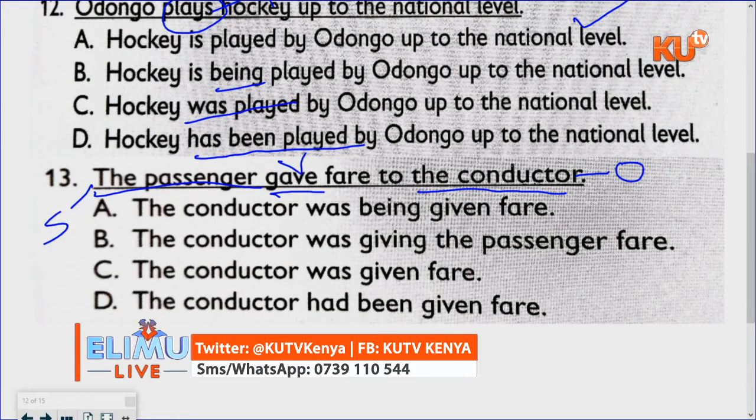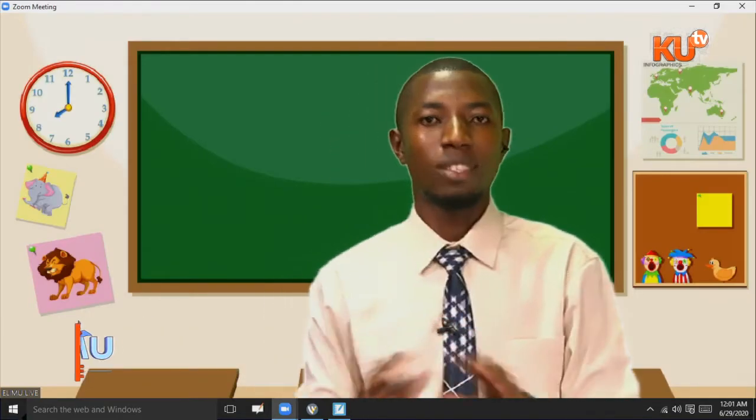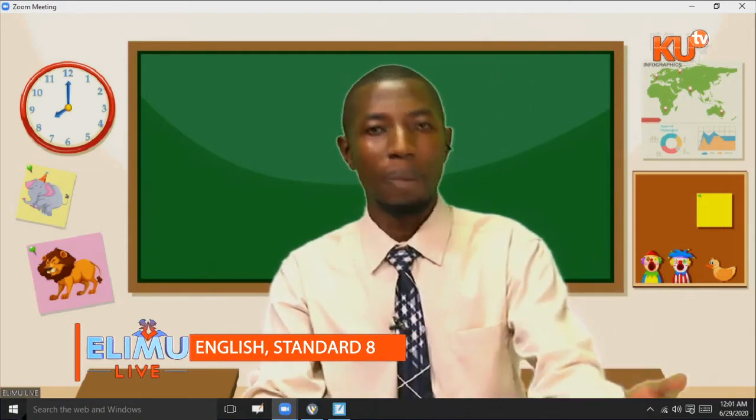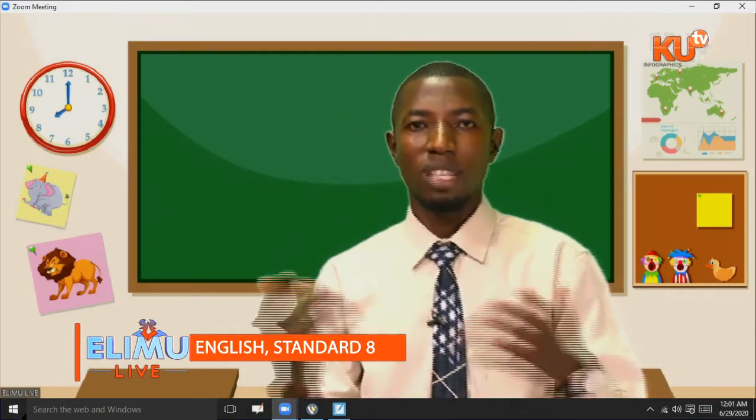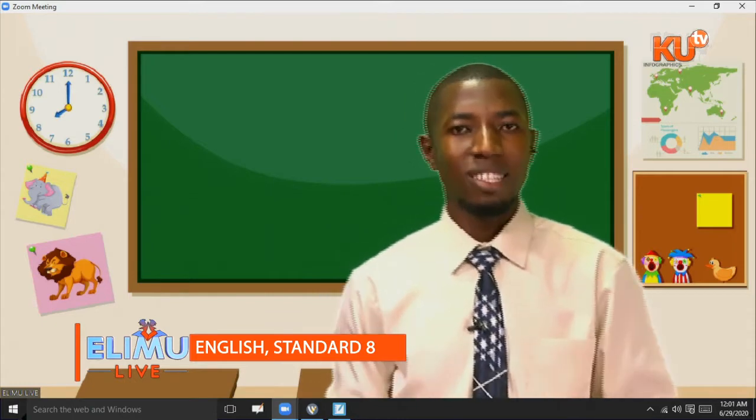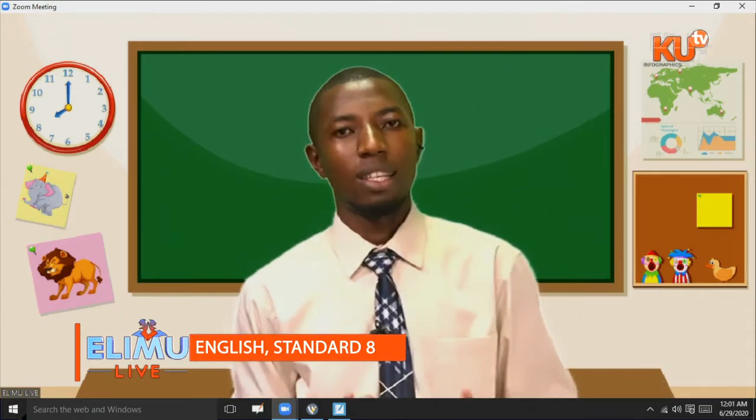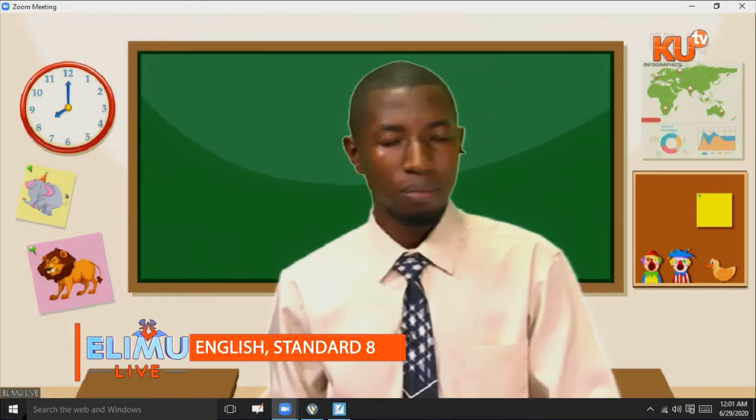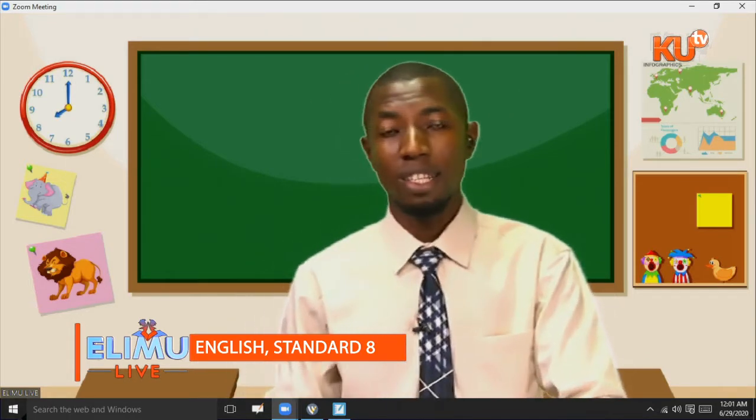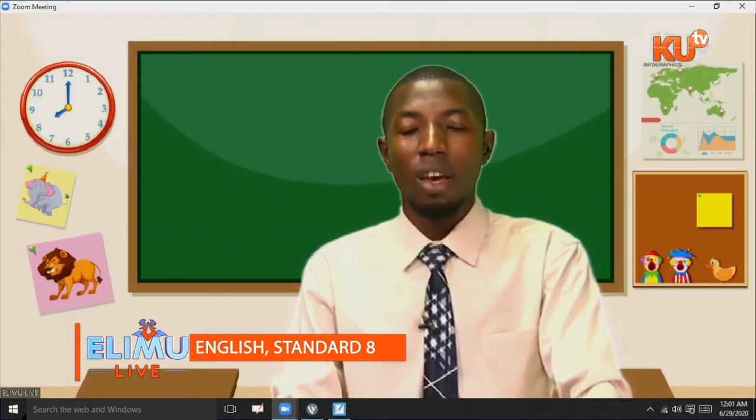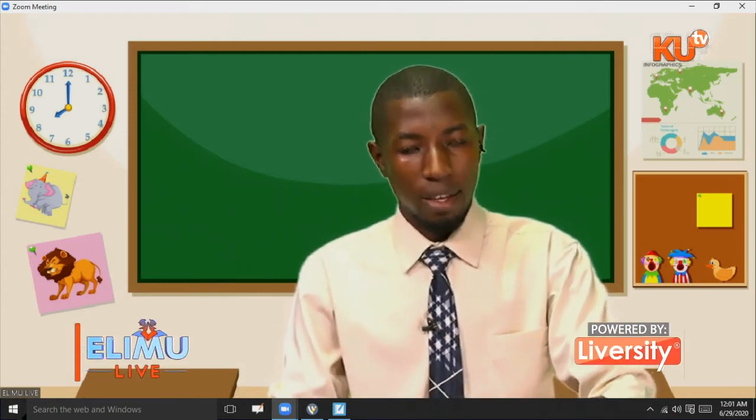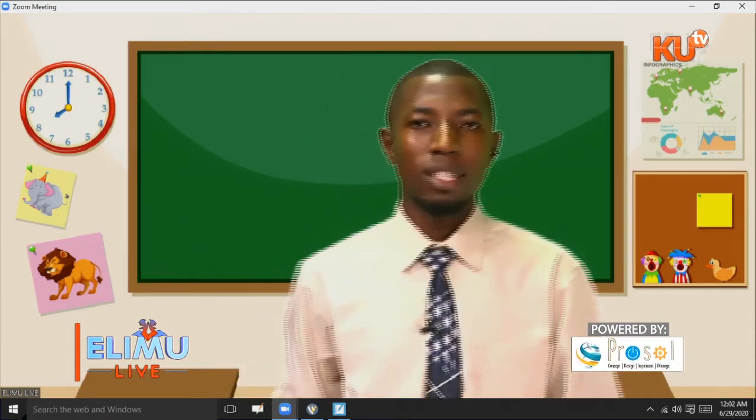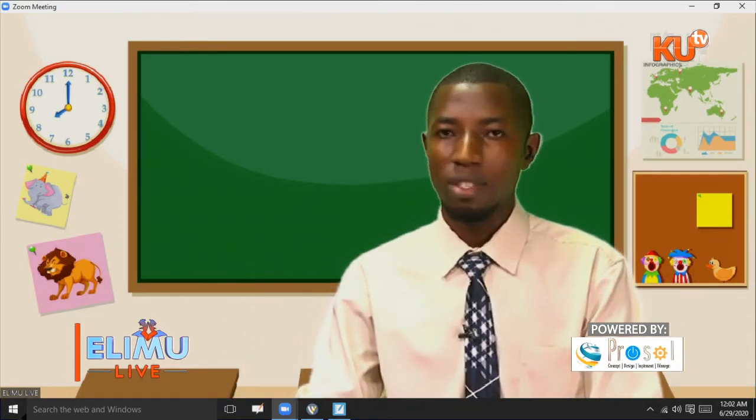Why have we omitted the subject? We have omitted the subject there because it's obvious that the person who gives fare to the conductor is the passenger. So because it's obvious, or because the subject is known, then we omit it. It's not in all cases, and I wish to emphasize this, that the subject of the sentence is omitted when changing from active to passive voice. It's not in all cases.